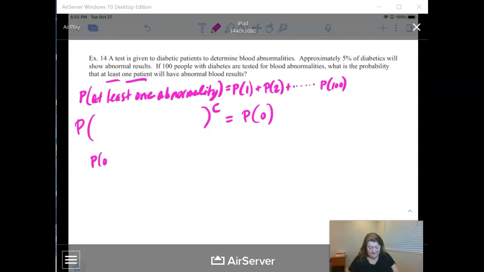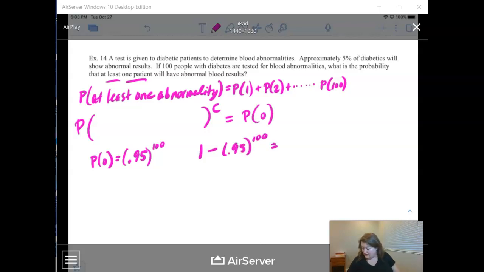So the probability of none being abnormal would be 95% for the first person, and for the second, and for the third, right? Because there's no abnormalities. 5% of them are abnormal. So if I want none of them to be, it would be this idea to the 100th power. Okay, now that's not really what I want. They didn't ask me for how many had none. They asked me for how many had at least. So I'm going to end up doing 1 minus 100% minus the probability that wasn't included. So that would be 0.95 to the 100th power.